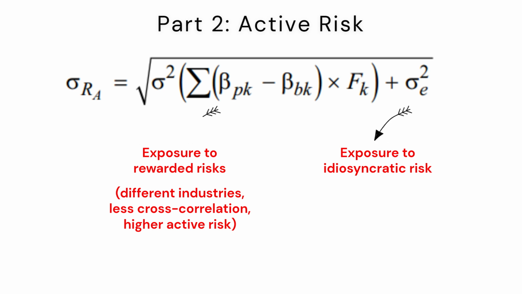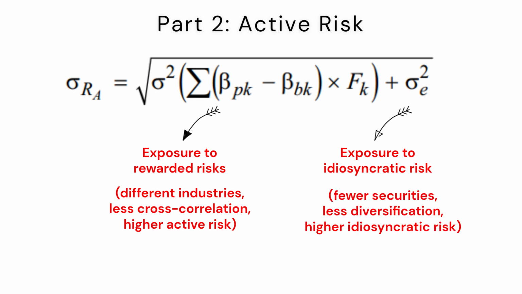So, for the first component, we see that when investors' stock pick and the benchmark stock are in the same industry, the standard deviation of active return is lower and thus active risk is lower. For the second component, idiosyncratic risk is a non-systematic risk that is unique to each stock and can be mitigated through diversification. So, when there are fewer securities in a portfolio, the active risk is higher.